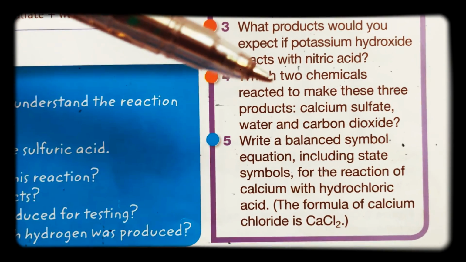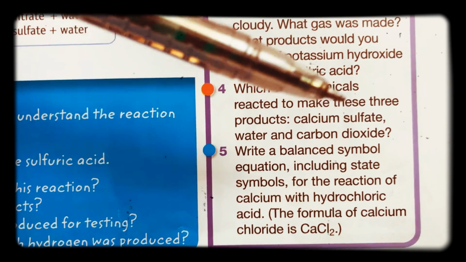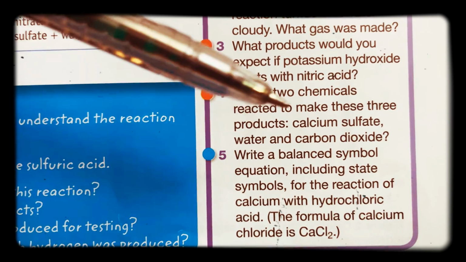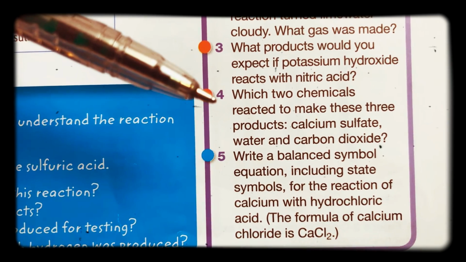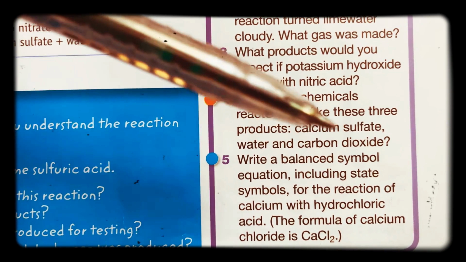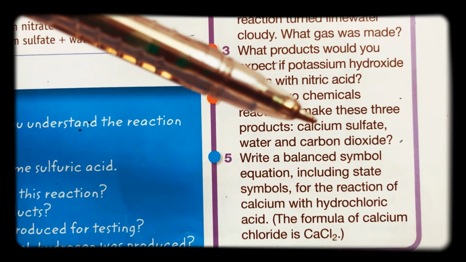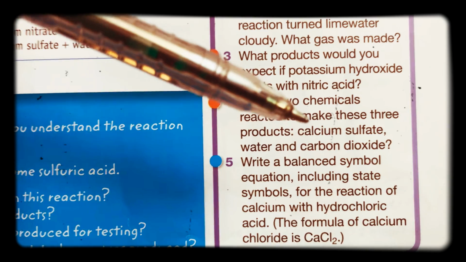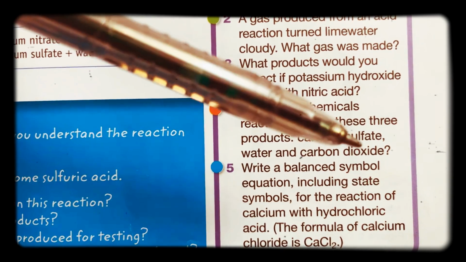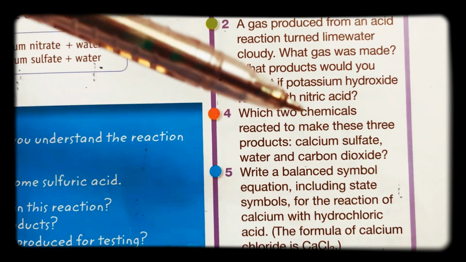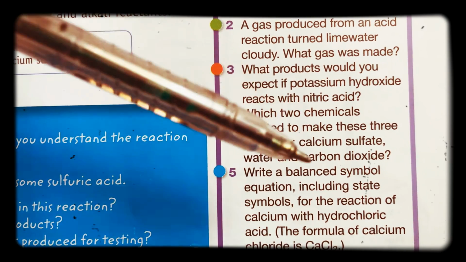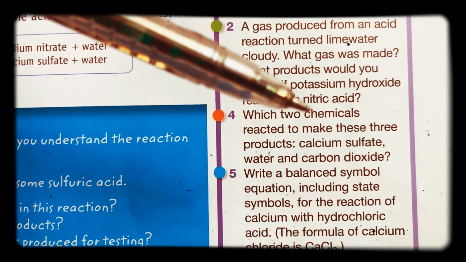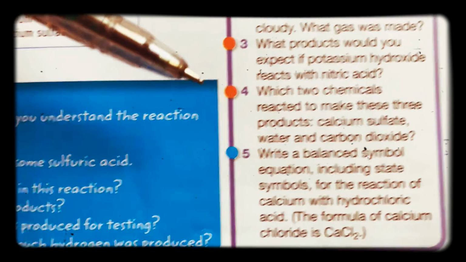Which two chemicals reacted to make these three products? Calcium sulfate, water, and carbon dioxide. Pause the video. So you got carbon dioxide, so it's definitely a carbonate. And it's a calcium carbonate because you have made calcium sulfate, and you're making sulfates, so it must be calcium carbonate and sulfuric acid. Okay. Number 5. Let's have a go at number 5.